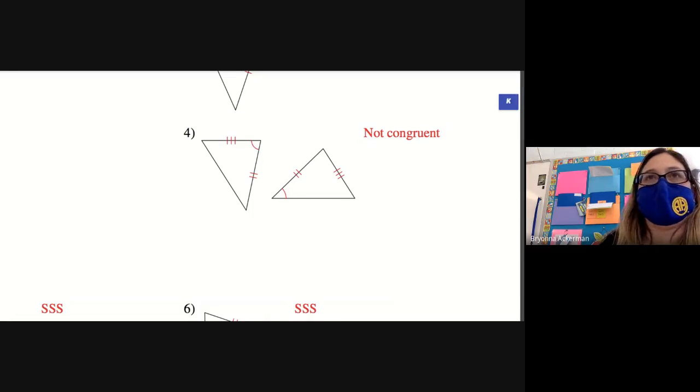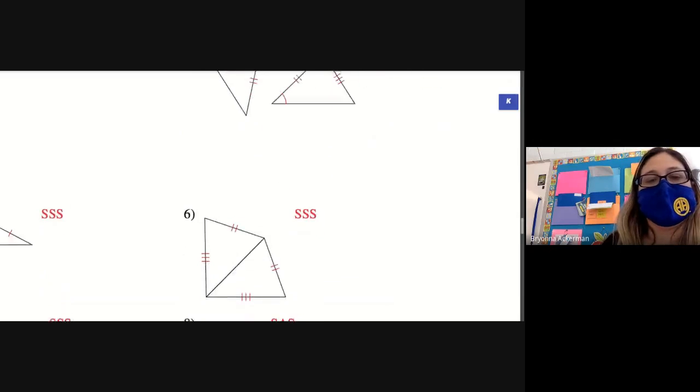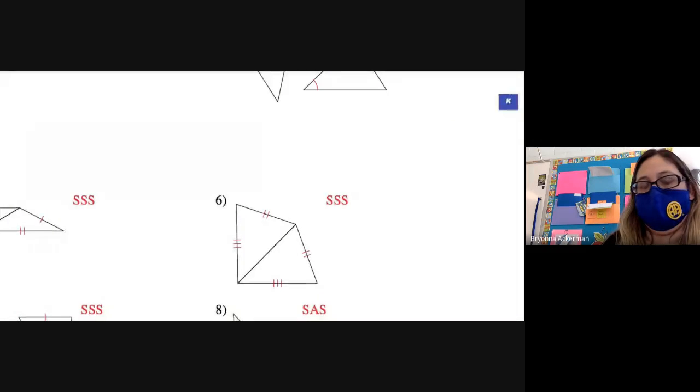And just so you know, in geometry, we don't spell bad words. So A, angle, side, side is not a postulate, okay? Just so you know. No bad words in geometry. So this does not work, okay? These ones did work because they share a side and we're good.